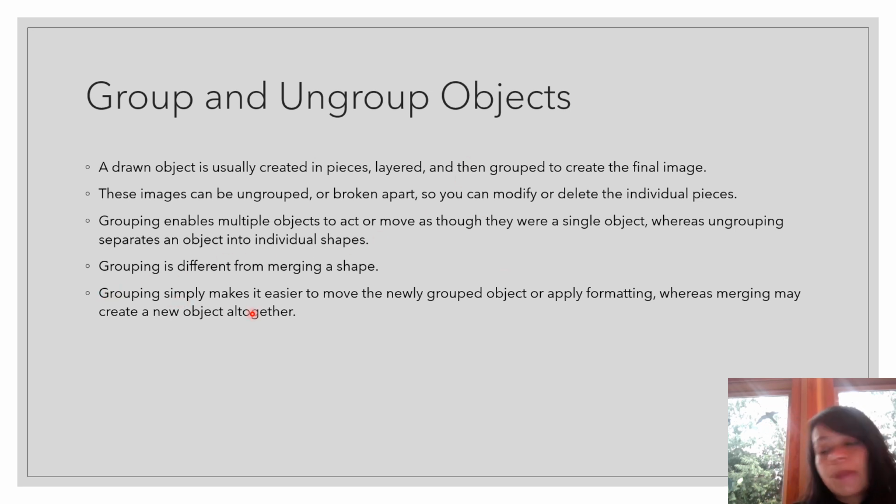Grouping is different than merging a shape. Okay, grouping just makes it easier to move the group object or apply formatting. Maybe you want to apply a style or a color to all the pieces that are grouped together. But merging, on the other hand, creates a new object altogether, right?